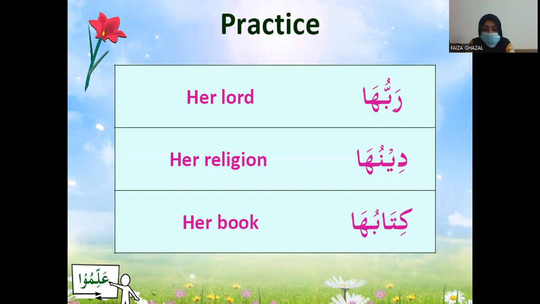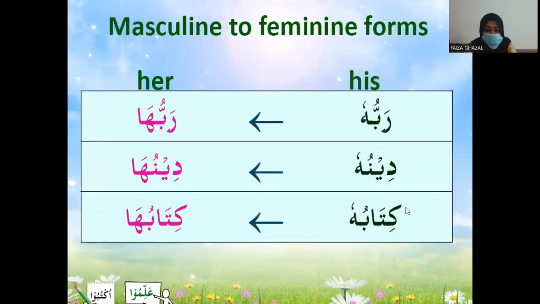Rabbuha, her Lord. Dinuha, her religion. Kitabuha, her book. MashaAllah, jazakallah, sister. Now mute yourself, please, Sister Memunat. I request you, mute yourself, please. Thank you. Shukran, habibti.